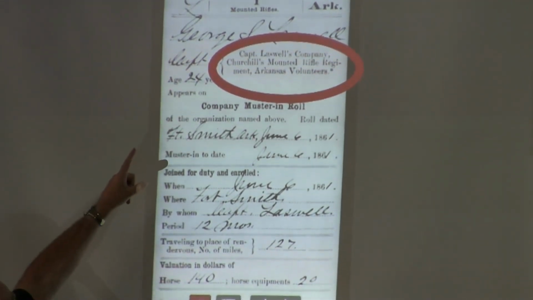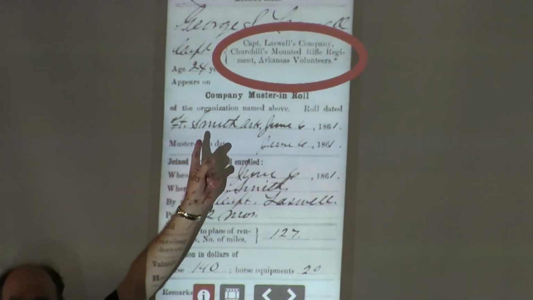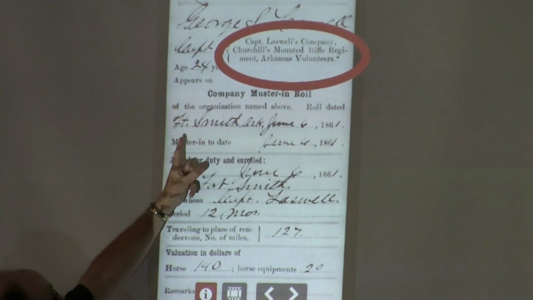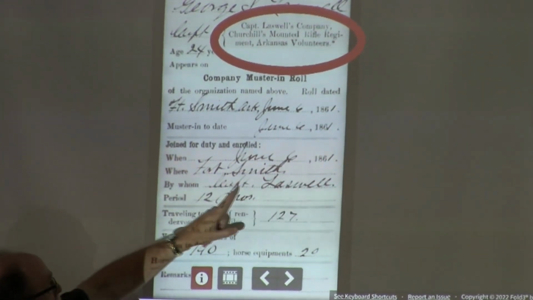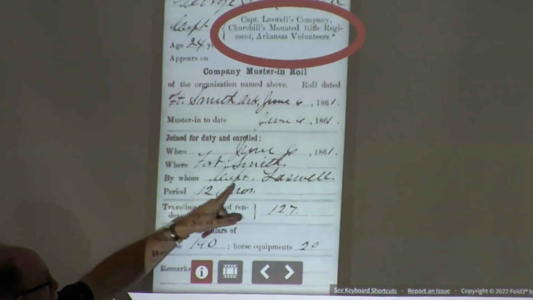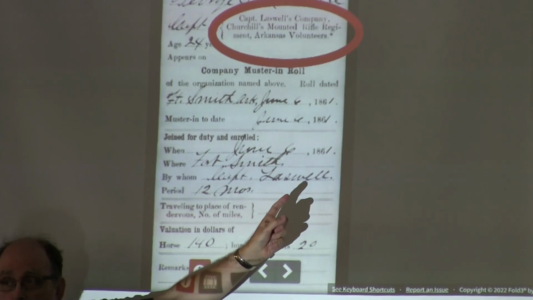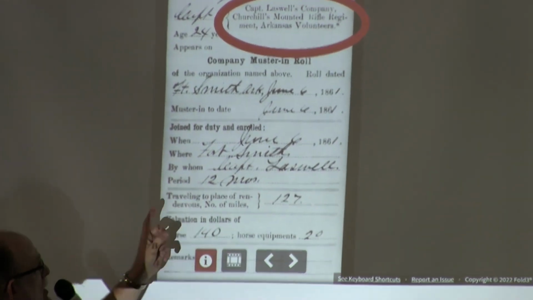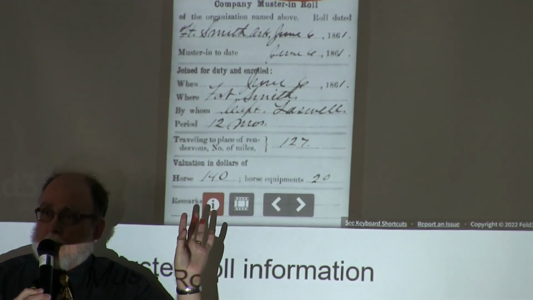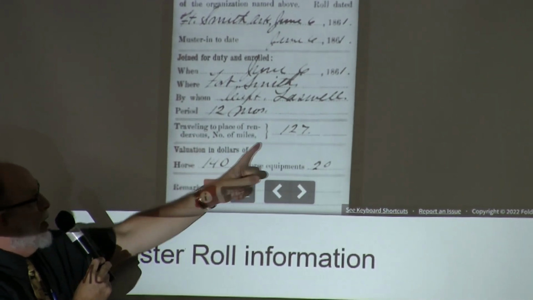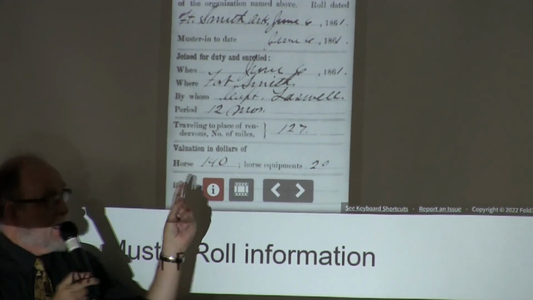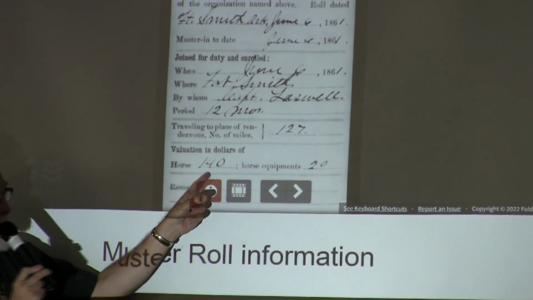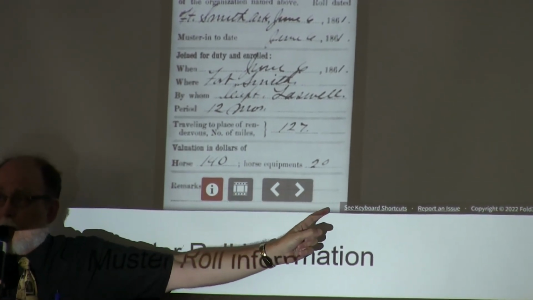This is a great card because if you look closely, you'll notice in the upper left, it says Captain, age 24 years, and it listed joined for duty, and he enrolled, the date of enrollment, date of joining, where, Fort Smith, by whom, Captain Laswell. Apparently he enlisted himself for a period of 12 months. Then if you keep looking for details, he traveled 127 miles to get to his place of rendezvous. And then he had with him a horse that was valued at $140 and horse equipment worth $20.